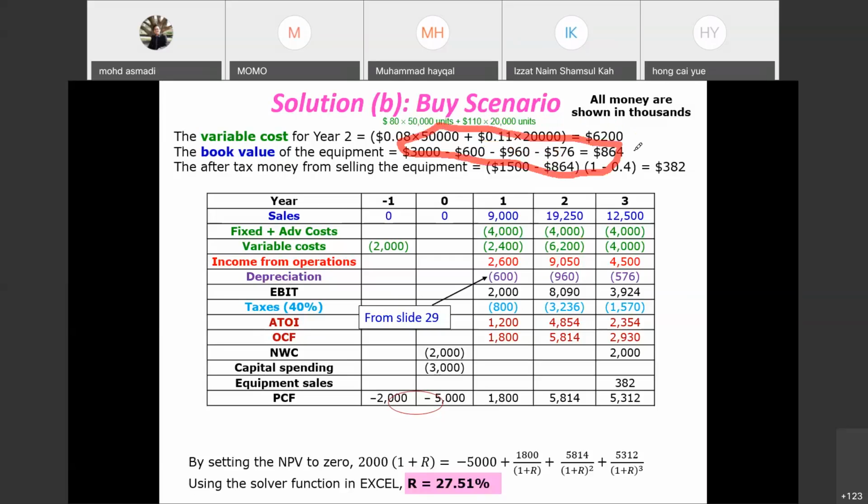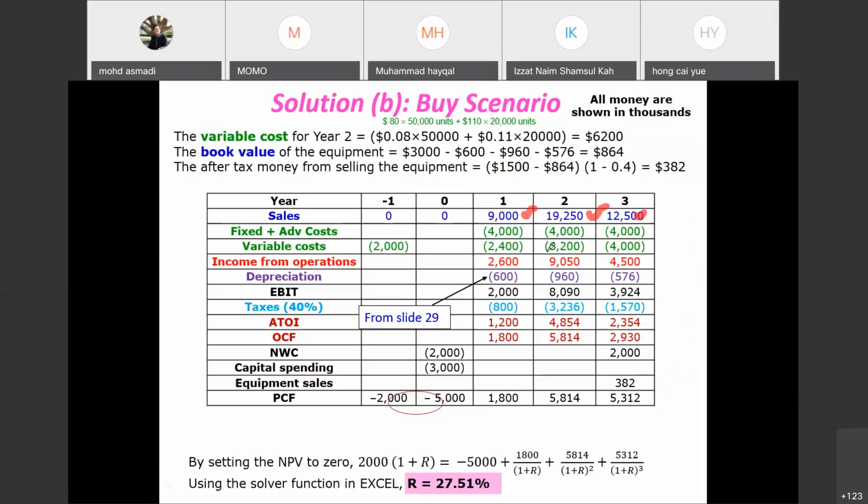Okay, and then the after-tax money from selling the equipment. It stated that the equipment after 3 years is 1.5 million. This one minus this one, times the tax, so we can get 380. And then we put the equipment sale here, since they still have a value for the equipment. Previously it was only 0, that's why we didn't put it. So we put the sales.